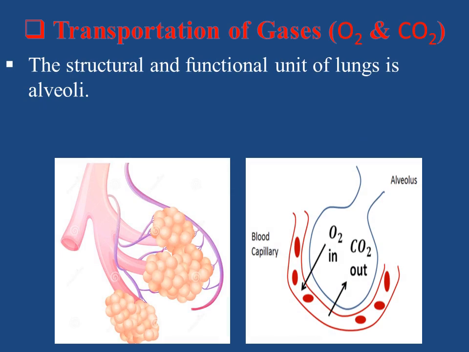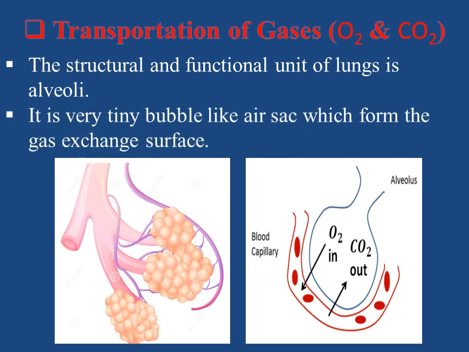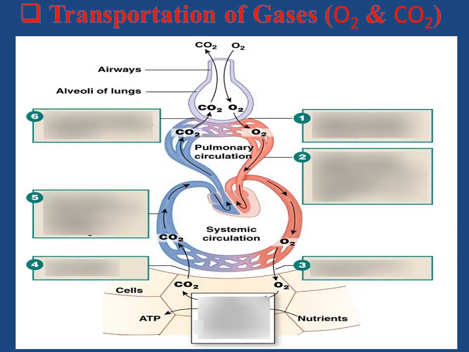I have already told that the main respiratory organ of human is the lung, and the unit structure of lung is the alveolus. Alveolus is a structural and functional unit of lungs, which is a very tiny bubble-like air sac and forms the gaseous exchange surface. Here you are seeing the alveolus. Transportation of gases. Overview.